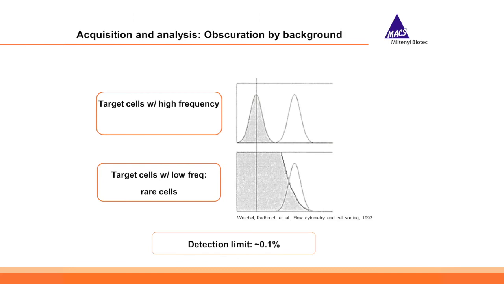Why do we need this enrichment? Why is the visualization so problematic? We just would have to acquire more cells. That would be the logical compromise. The lower the frequency, the more you have to acquire cells. And this is shown on this slide.